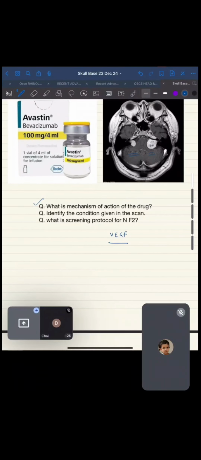growth factor. One thing for you, please don't use any short form in the exam. If they ask the mechanism of action, you have to write it in full. Please don't write VEGF, anti-VEGF. Full form you should write.